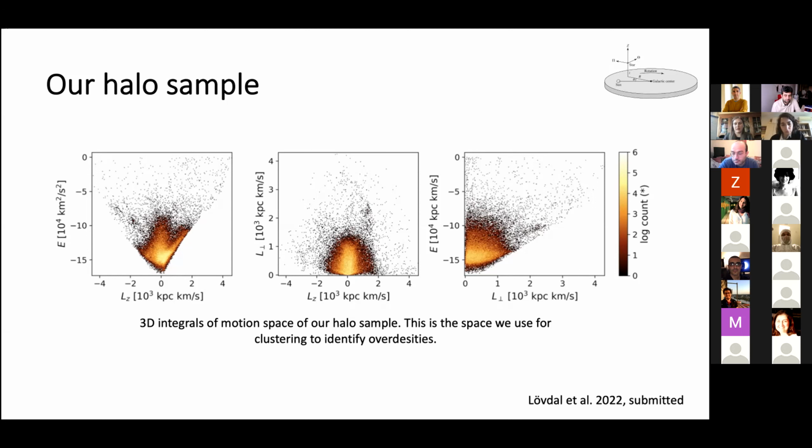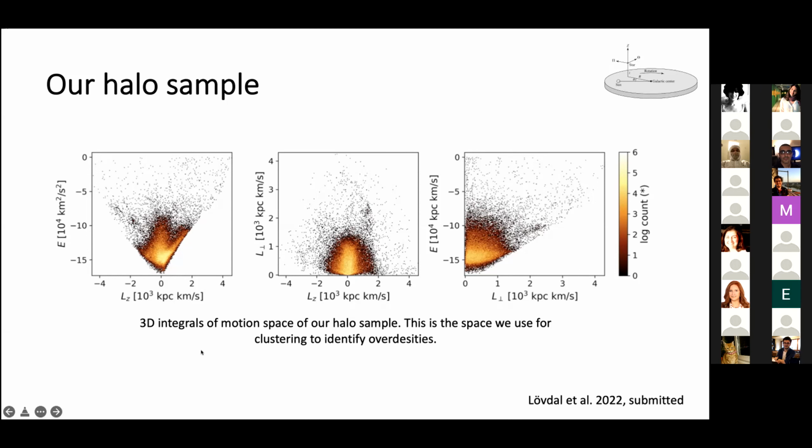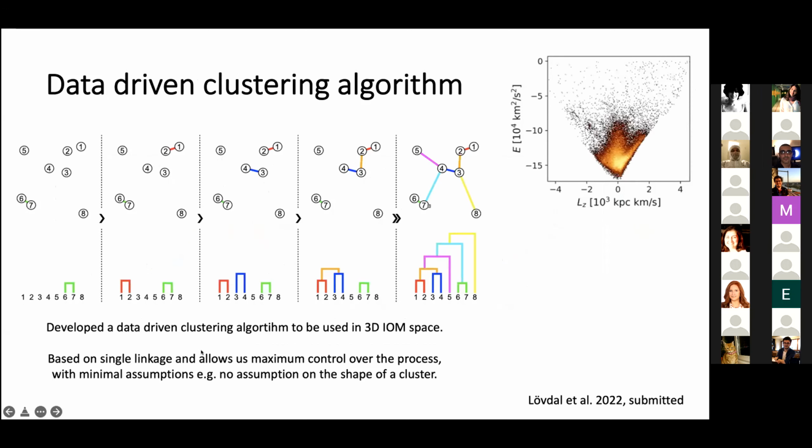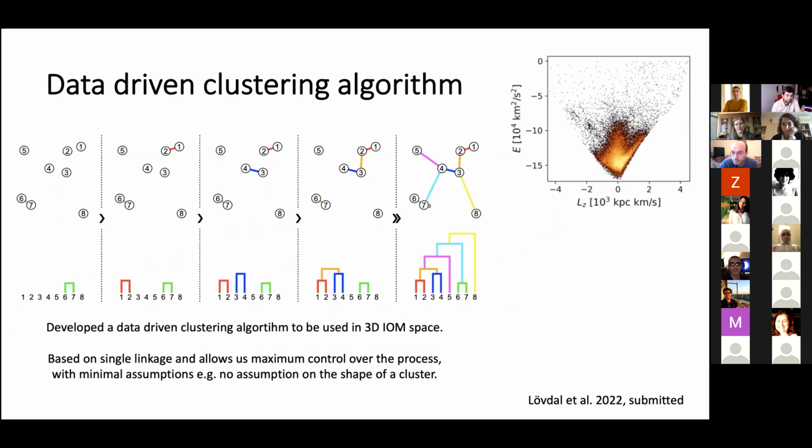And to look for these over-densities, we use a clustering algorithm, and we actually tried to go as basic as possible in the first place and develop our own algorithm to do this, because we wanted to have maximum control. We didn't want to be setting certain parameters to certain things and not have a feel of what that was doing. And we also didn't want to be making assumptions about the shape of a cluster, or at least not as little as possible at this point. So we use just a simple single linkage algorithm as a basis.